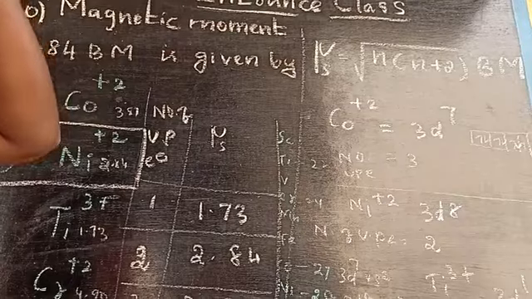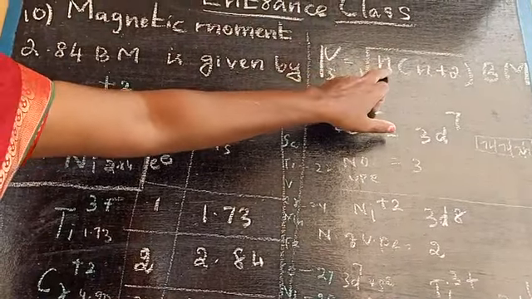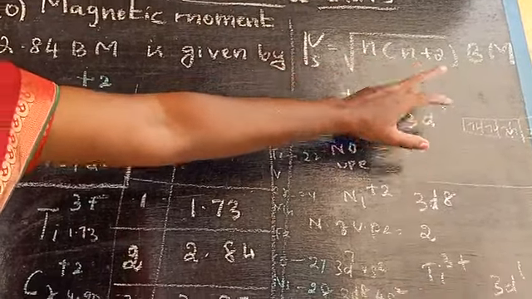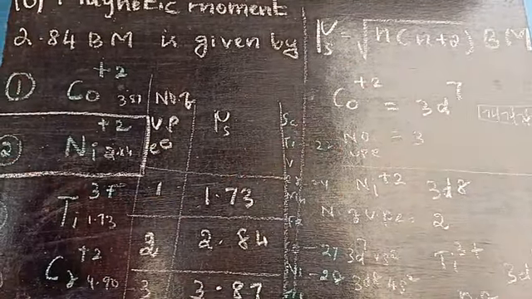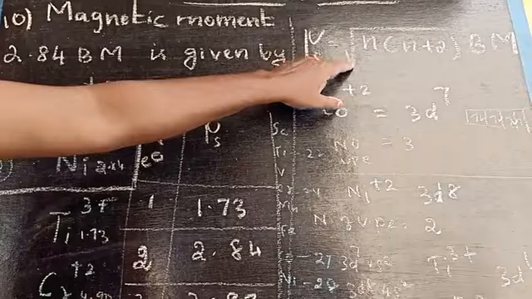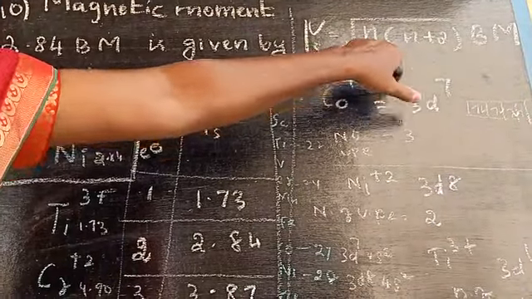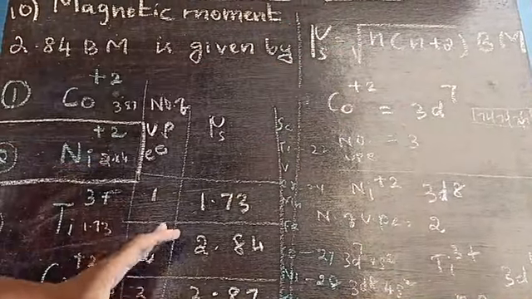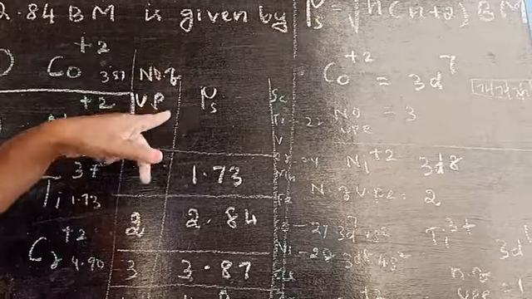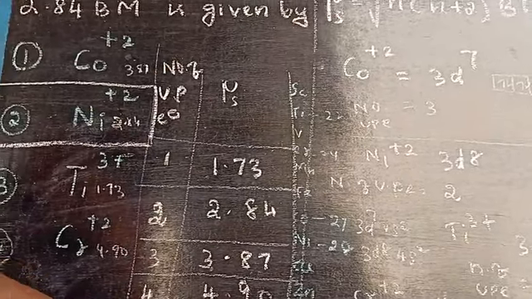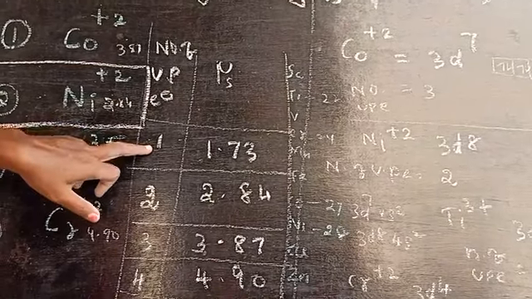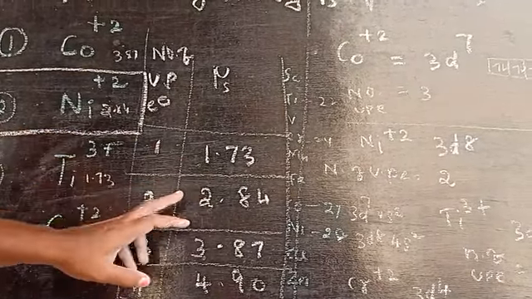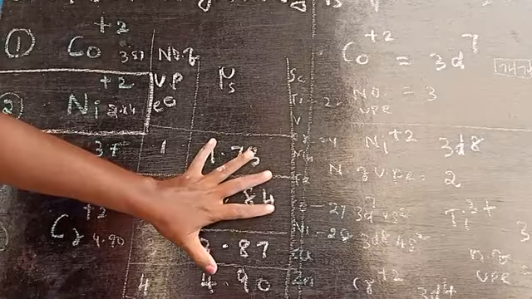First we know the formula: mu is equal to root of n into n plus 2, with BM denoted as the unit, that is Bohr magneton. But here I have never done the calculation, because I give the clue here. These mu values alone I am writing here. So we must first find out the number of unpaired electrons. So 1 means this value, 2, 3, 4, 5. Keep this in your mind.